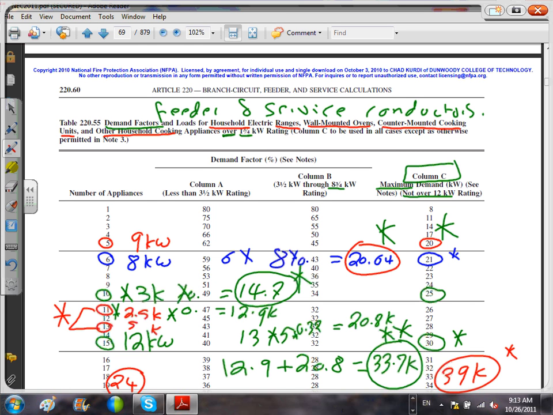Now, all my calculations were 12 kW or less. Now what happens if it's more than 12? We know how to handle it if it's 12 or less. What happens if it's more than 12? Cool? Shall we take a scenario here?